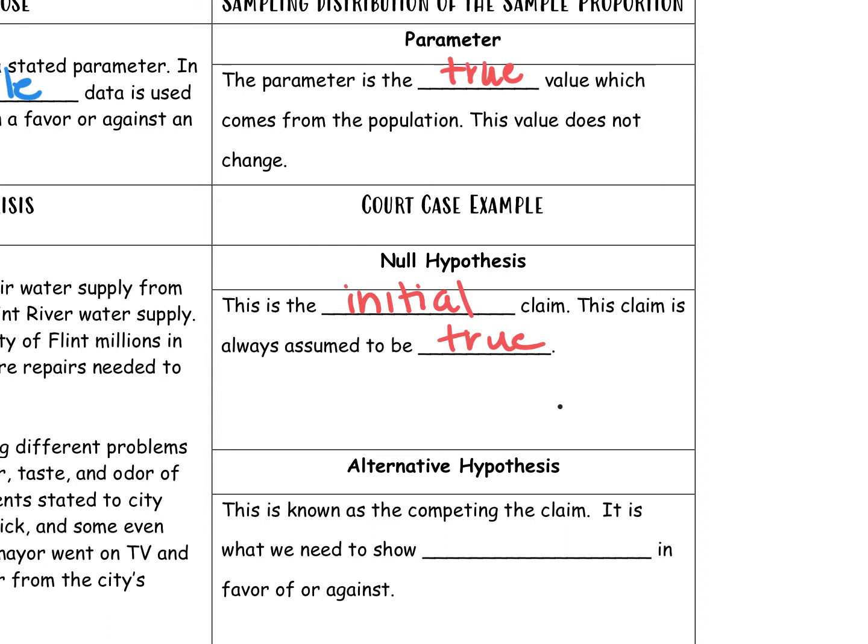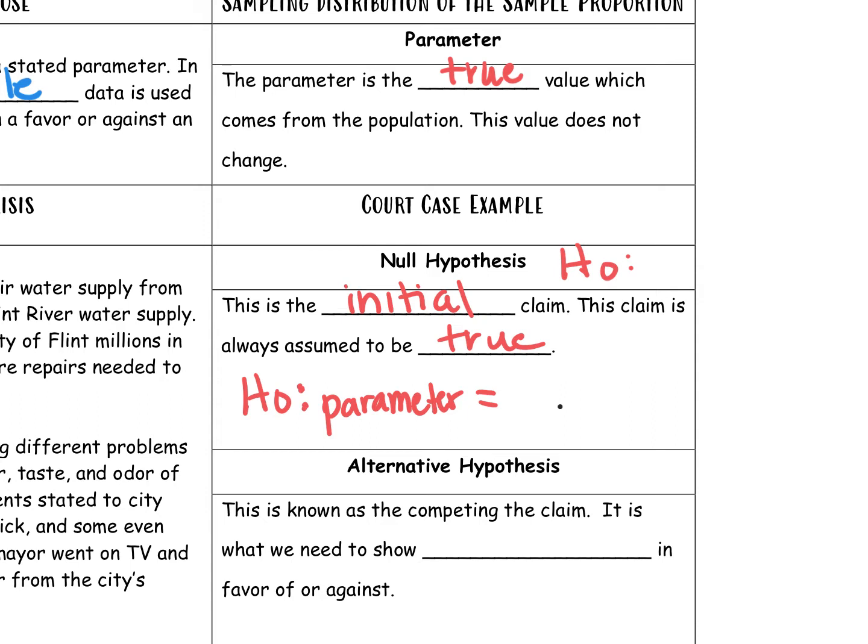It's always assumed to be true. And when we write this claim, the null hypothesis is what we call H0. It's called the original hypothesis, or H0, if you want to call it that. But it's called the null hypothesis. And the null is always written as an equality. What I mean by that is you take some parameter and you set it equal to something.